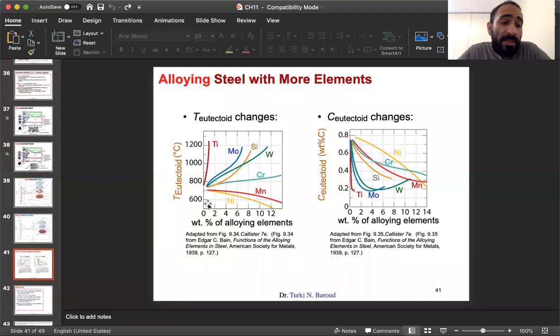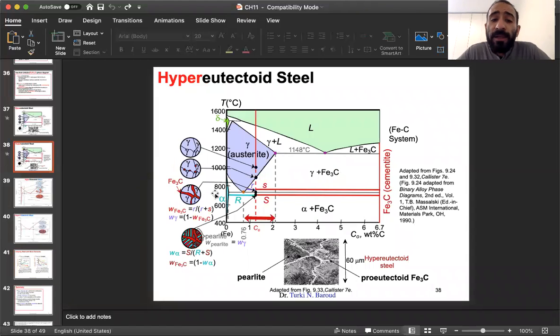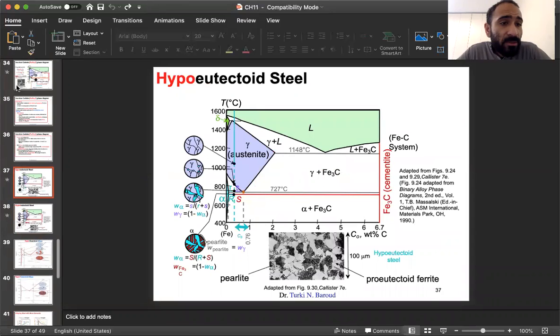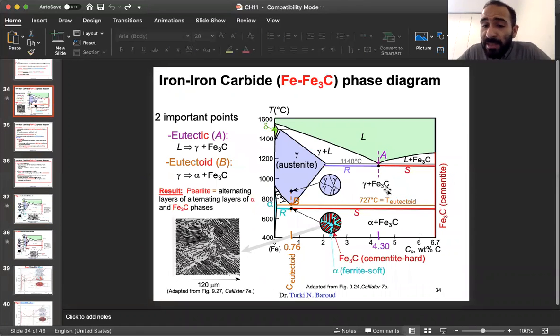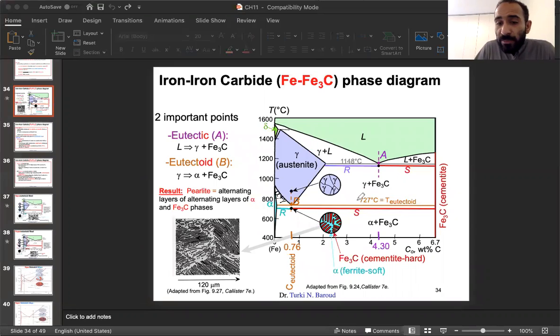What does that mean? This is called the eutectoid temperature, right? So this eutectoid temperature is 727, below which gamma is going to transform to alpha plus iron carbide. Clear? Alpha plus iron carbide.